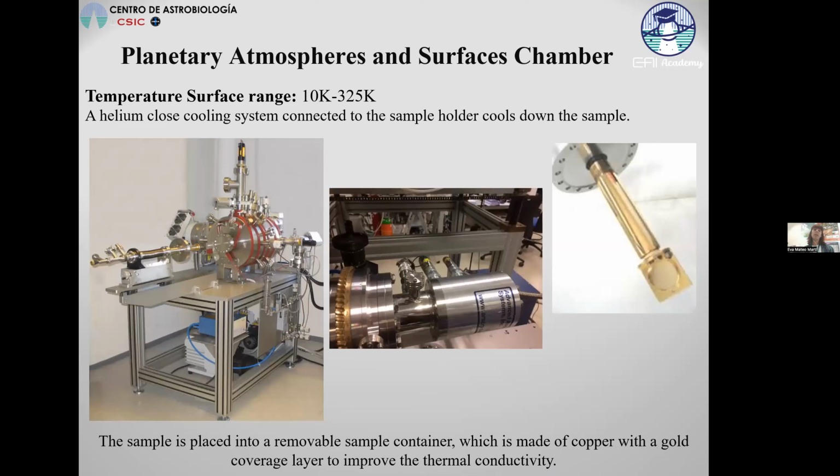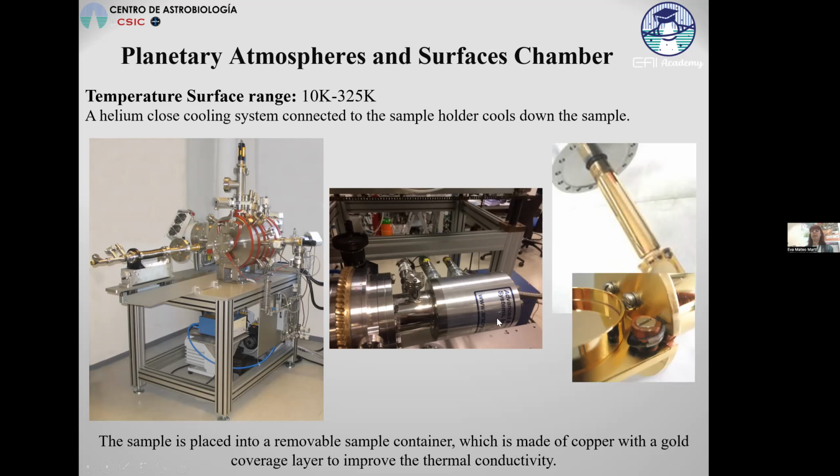Moving on, we also control the temperature on the surface, and the range is from 10 Kelvin to 325 Kelvin. We have a closed-cycle helium system connected to the sample holder, in order to cool down the sample. The sample is placed here in the removable container that we can see. It's made of copper with a gold coverage layer to improve the thermal conductivity. That is the cryostat from the manipulator. And here we can see the sample holder, and also the silicon diode that controls the temperature. The size of the sample holder is from 5 to 35 millimeters.